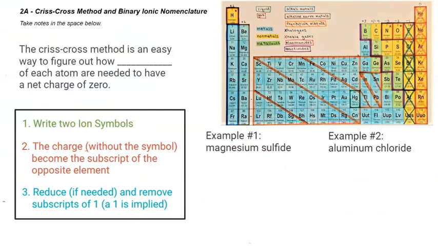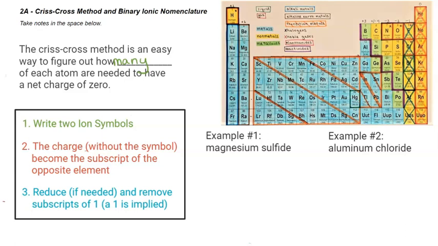So drawing a picture each time you want to figure out a formula isn't probably super convenient, so there's a much easier way to do it, and it's called the crisscross method. The crisscross method is just an easy way to figure out how many of each atom are needed to have an overall net charge of 0. And you can do the crisscross method in 3 easy steps.